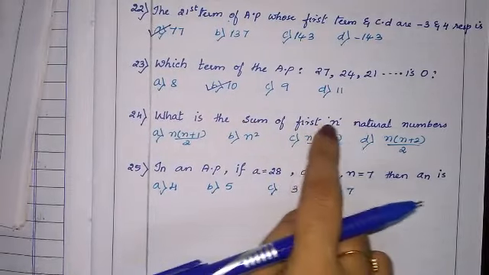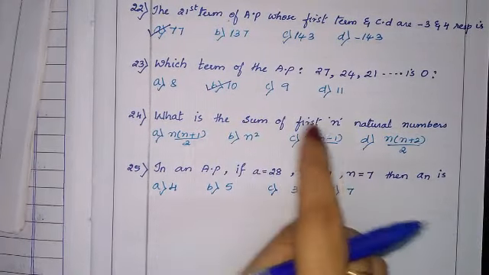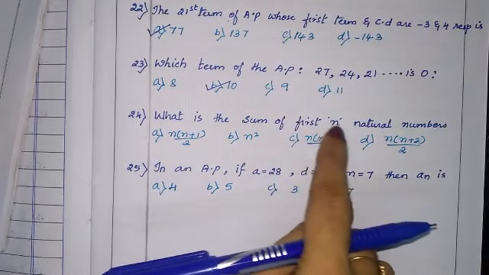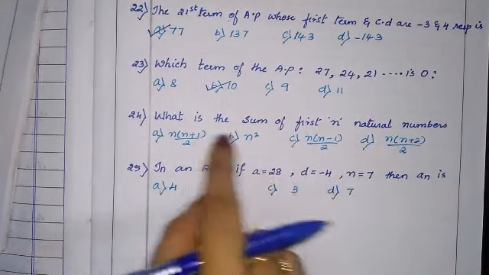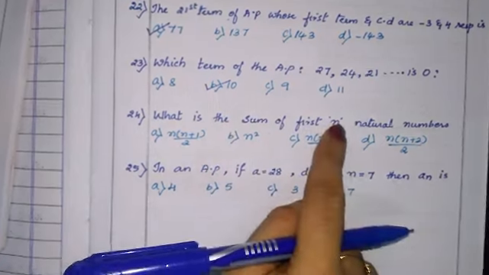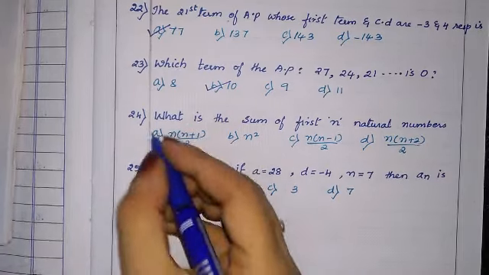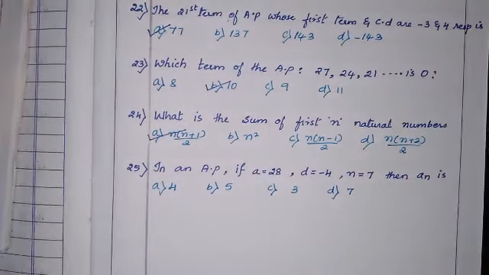What is the sum of the first n natural numbers? See, we have done this by using this formula. Write the sum of the first 20 natural numbers. So here is a direct question: what is the sum of the first n natural numbers? So we know that n into n plus 1 by 2 is the sum of the first n natural numbers.